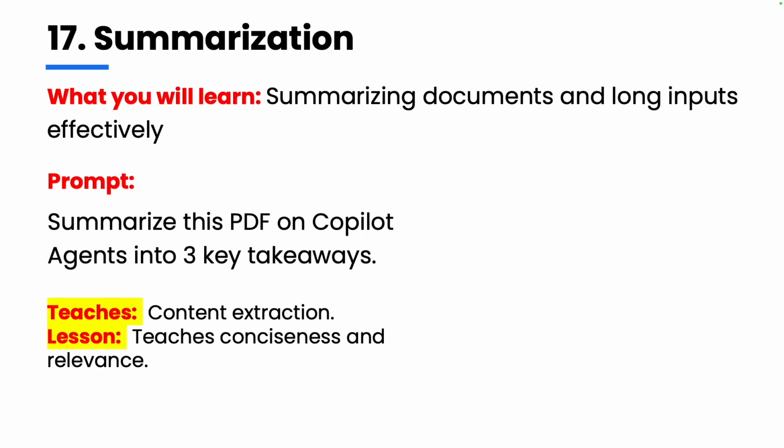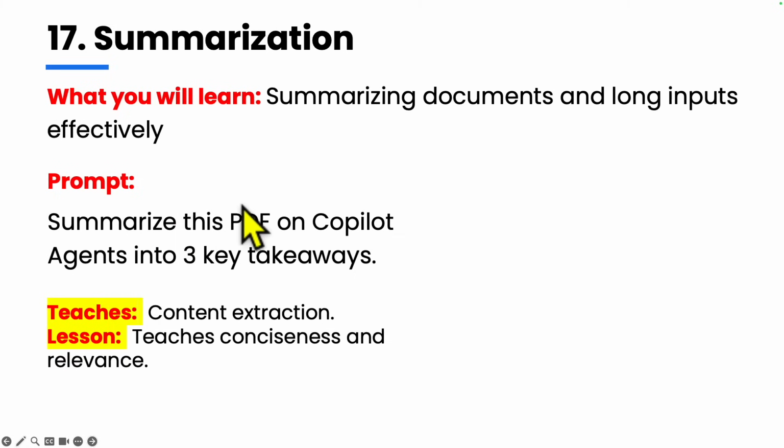I think this is kind of like the beginning step everybody would take, like first go and summarize this PDF or the document and things like that. So let's go and learn what it is. So summarizing document and long input effectively. So if you have quite a lengthy wordy information, you can ask Copilot to summarize and shorten it for a specific purpose. So the prompt we are going to use is summarize this PDF on Copilot agent into 3 key takeaways.